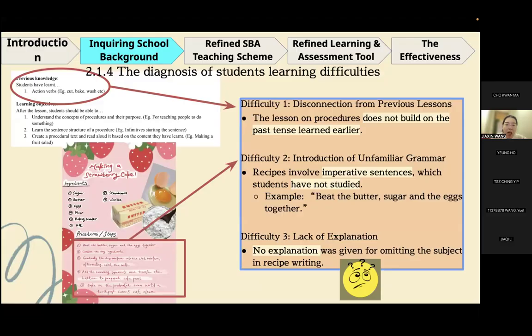For lesson 3, the first difficulty is the disconnection from previous lessons, so students can't have enough language knowledge to write about procedure text. You can see the teacher asks students to write about recipes. However, those recipes involve imperative sentences, which students may not have studied. And also, there's no explanation to help them. Next page, please.